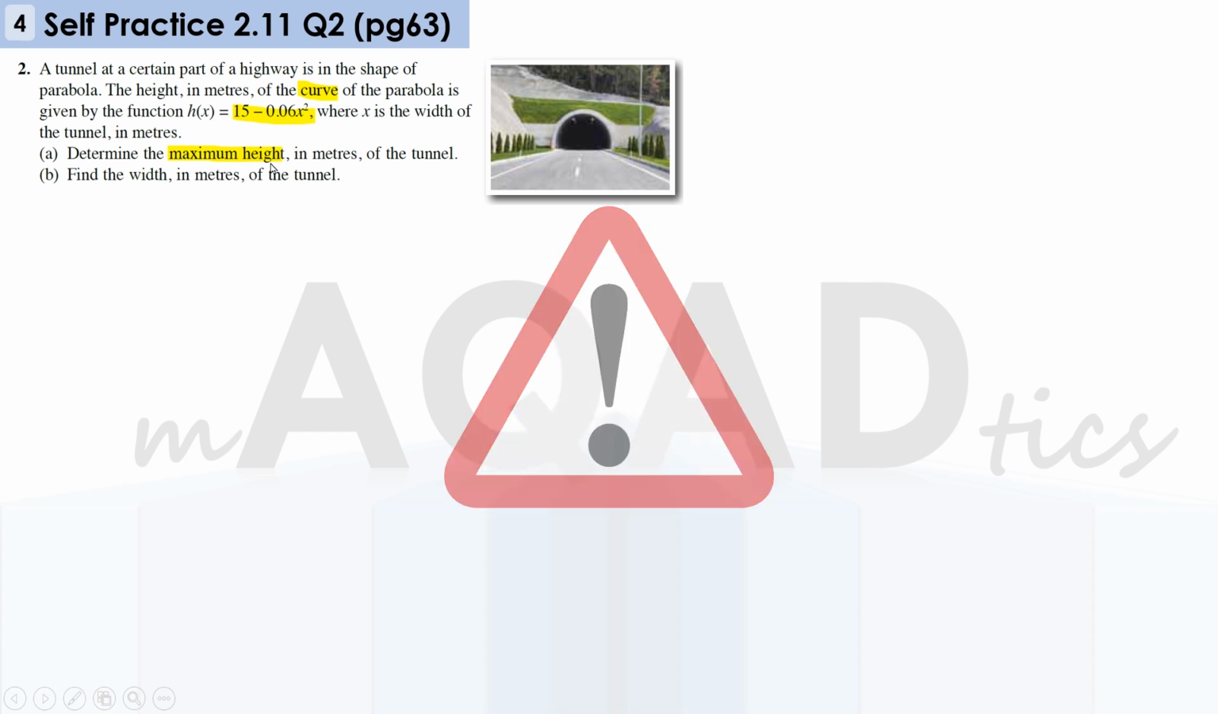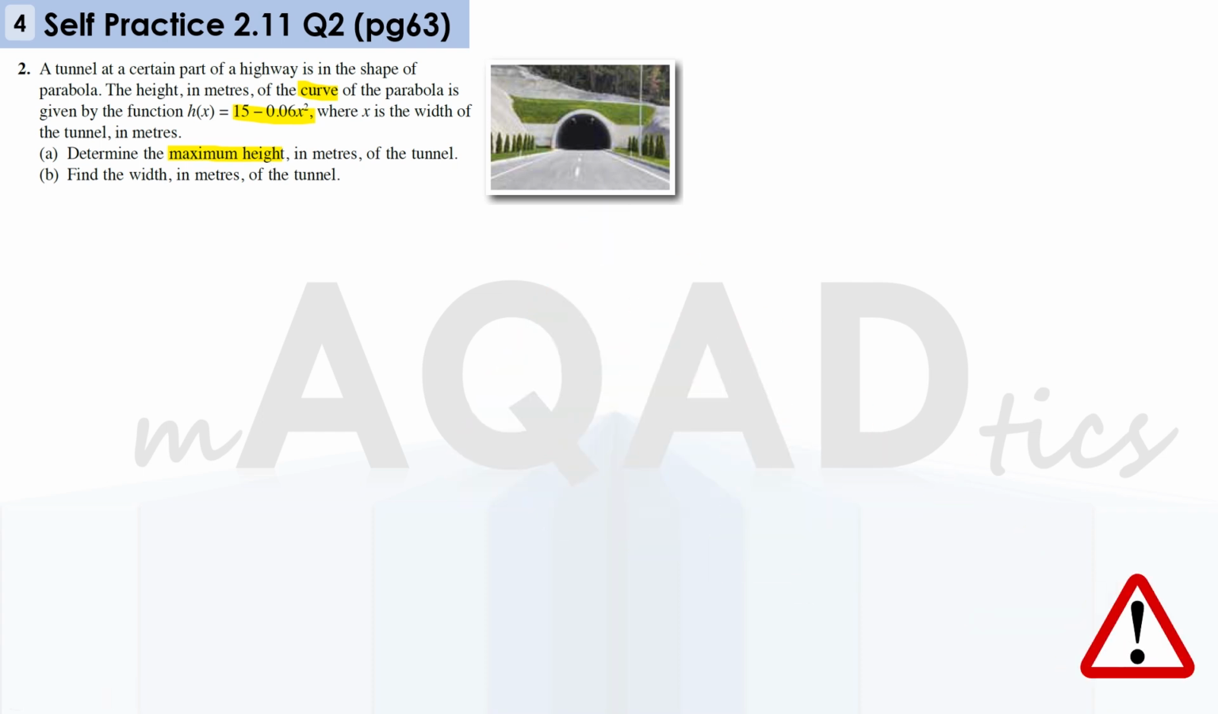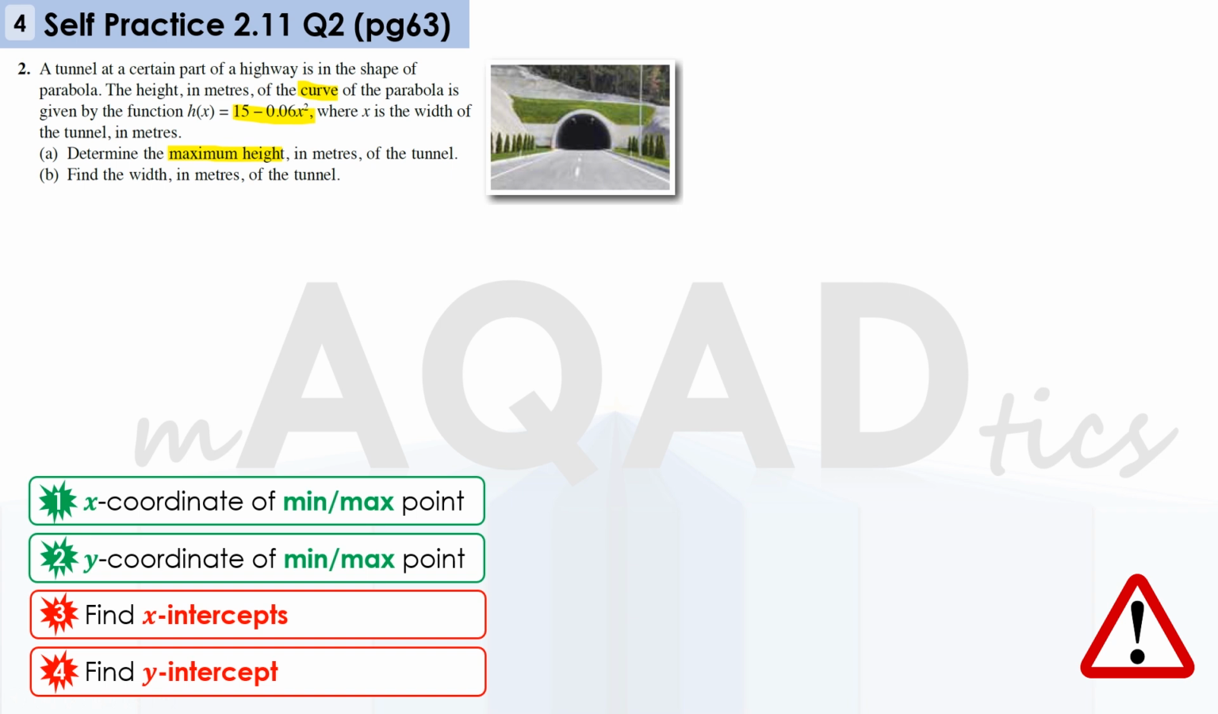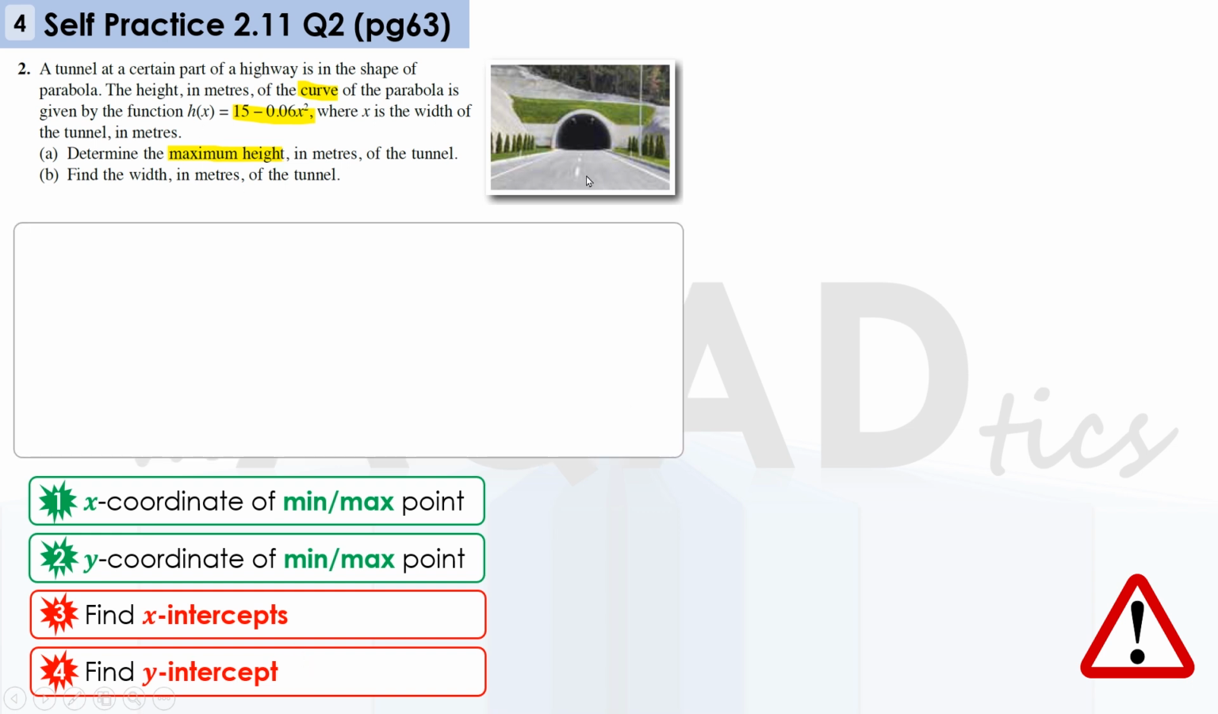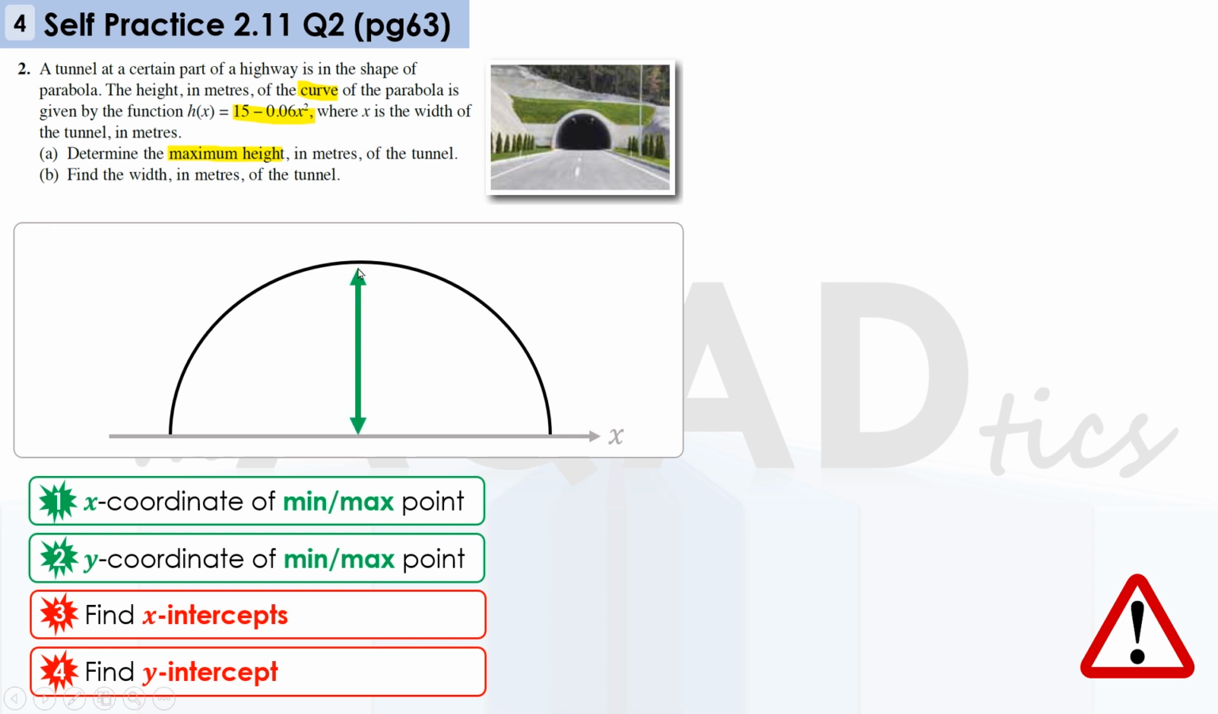Again, for these kinds of real life scenario questions, usually they require us to find these four pieces of information: the x and y coordinates of the minimum or maximum point, the x-intercept, and the y-intercept. To find the maximum height, let's draw out the diagram first. Okay, so this is the tunnel or the curve, and the rope is the x-axis. To find the maximum height, we need to find the y-coordinate of the maximum point.